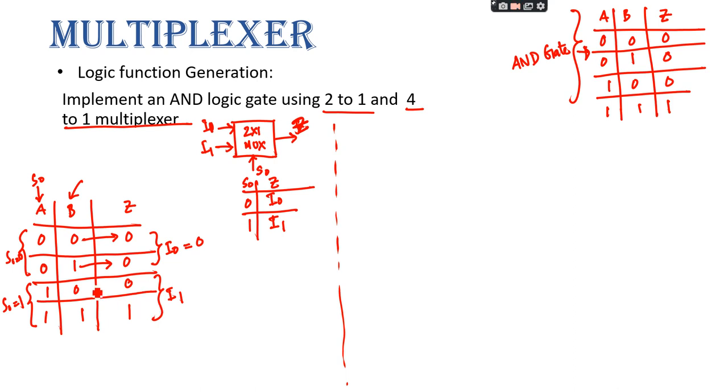But for I1, you can see whenever B is 0, output is 0. Whenever B is 1, output is 1. So your I1 should be exactly the same as B. So what will be your 2 into 1 multiplexer?